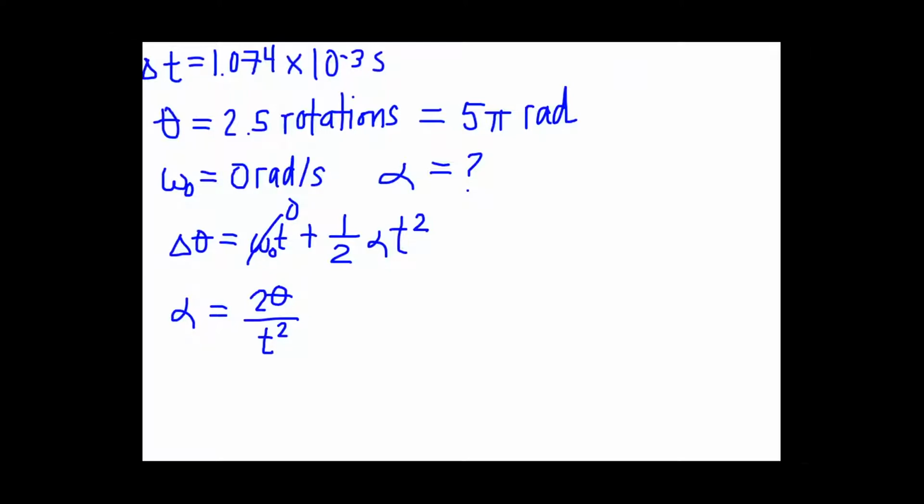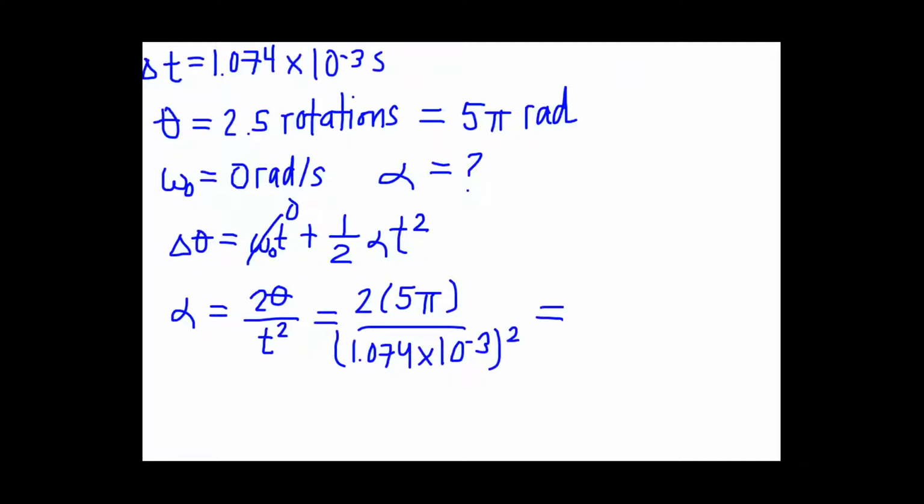And when we put in the figures, we get 2 times 5 pi divided by the very small time number squared. So 1.074 times 10 to the negative 3 whole squared. And then using our laws of exponents, life becomes a little easy, and the final answer we get would be 2.7 times 10 to the 7 radians per second squared. Alrighty. Did anybody have any questions on that? Did we explain that okay?